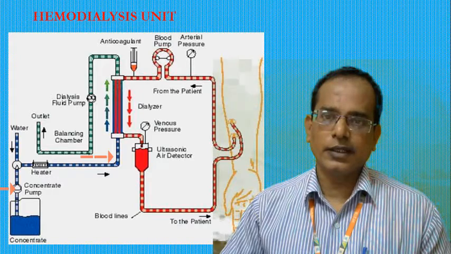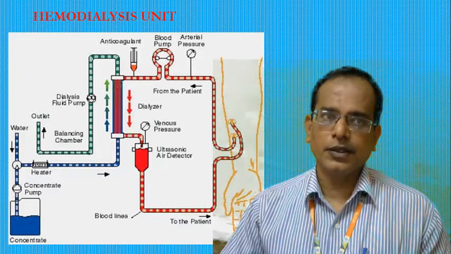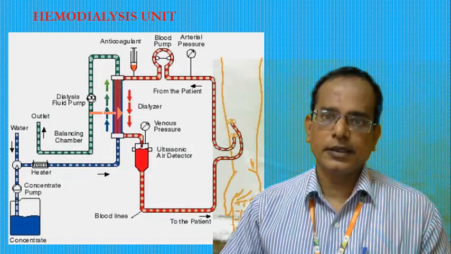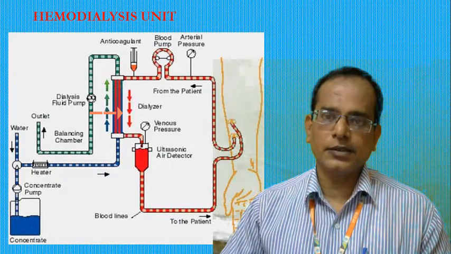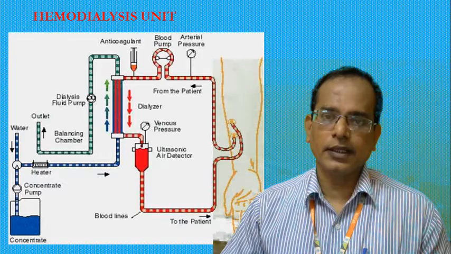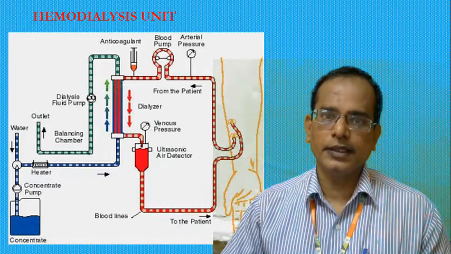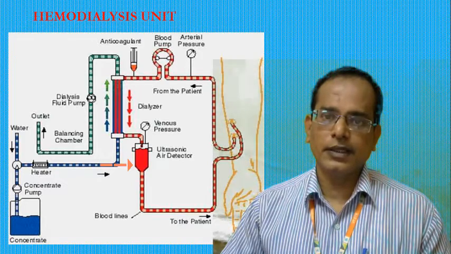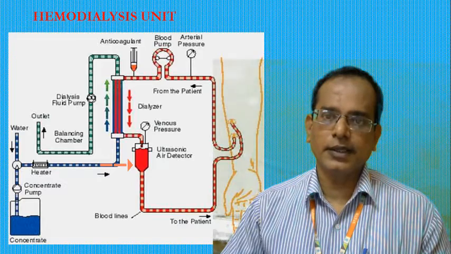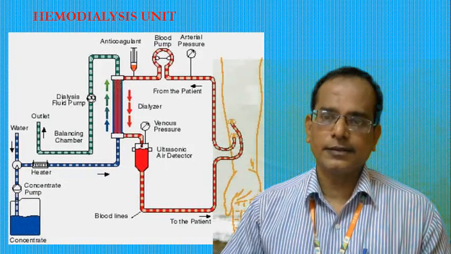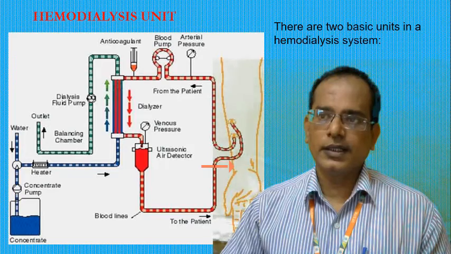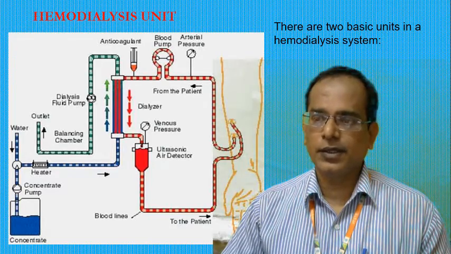So it will come in contact with the unclean blood. Here the unwanted waste and all have been removed with the help of a semi-permeable membrane, and this semi-permeable membrane provides an osmosis method. In that way the unclean blood has been cleaned. This clean blood is again given to the vein. So here there are two basic units in hemodialysis that we'll see one by one.